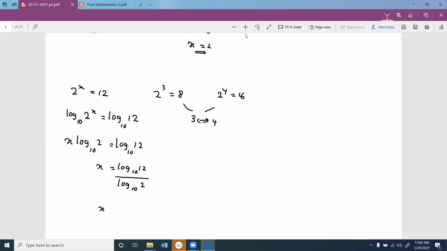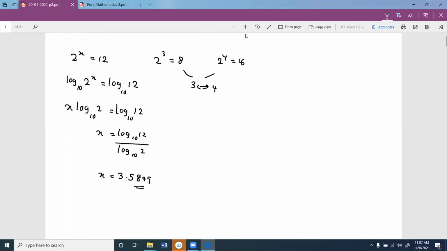So we'll just work it out and see. Log 12 divided by log 2. The answer is 3.584. You can say 3.5849 is the answer for that. That's a way of getting this answer. Okay, if we go for another example, we'll come up with this.